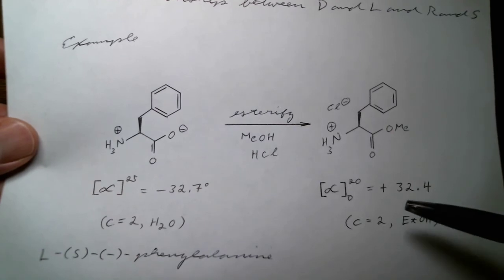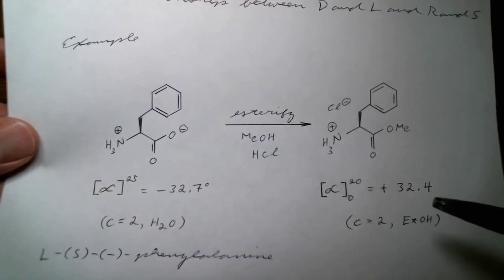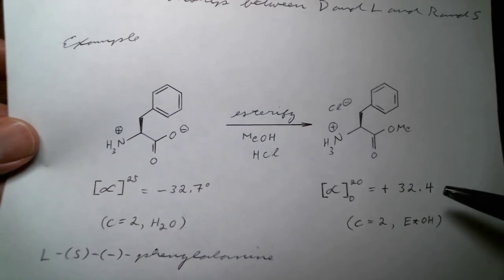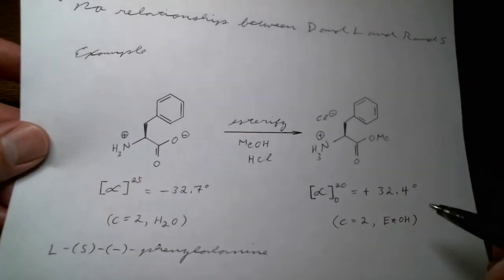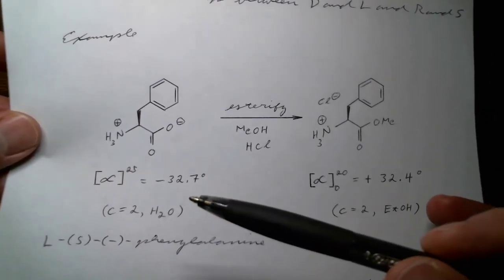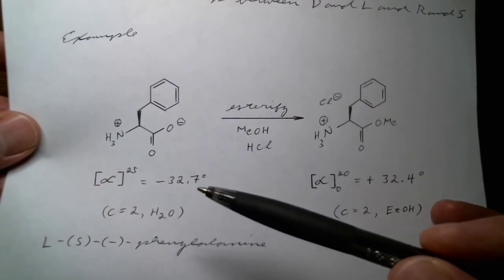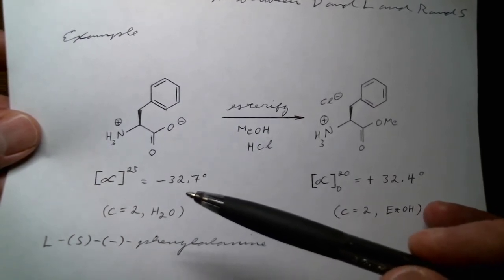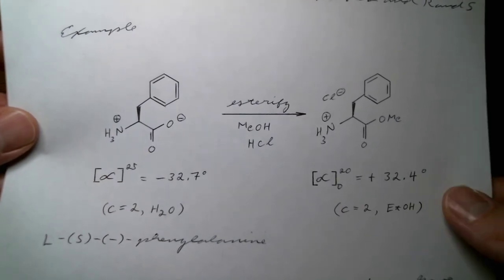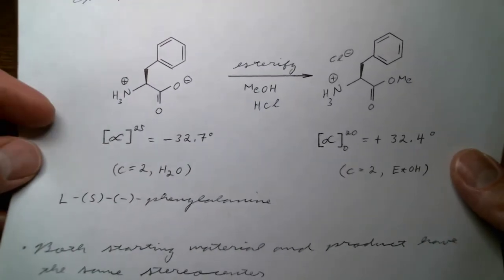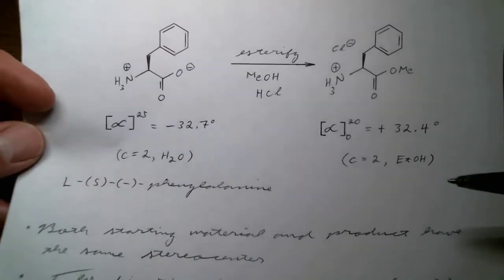And in fact, its specific rotation at 20 degrees and the sodium D line is plus 32.4 degrees. That is in a different sense than its carboxylate starting material at minus 32.7. And so this is, like I said, a concentration of 2 in ethanol now instead of water, because once you convert it to methyl ester, it's not so water soluble.